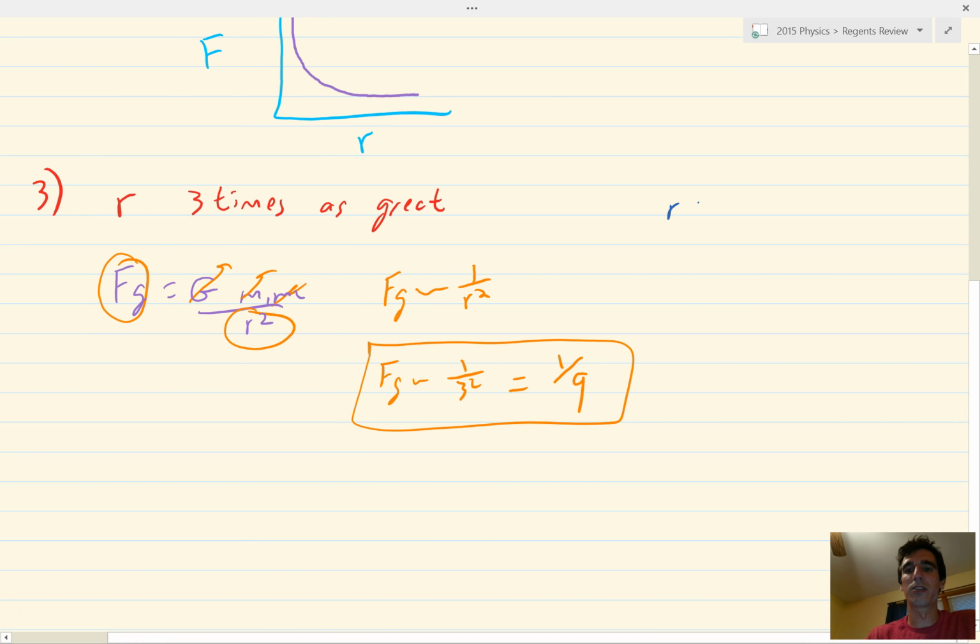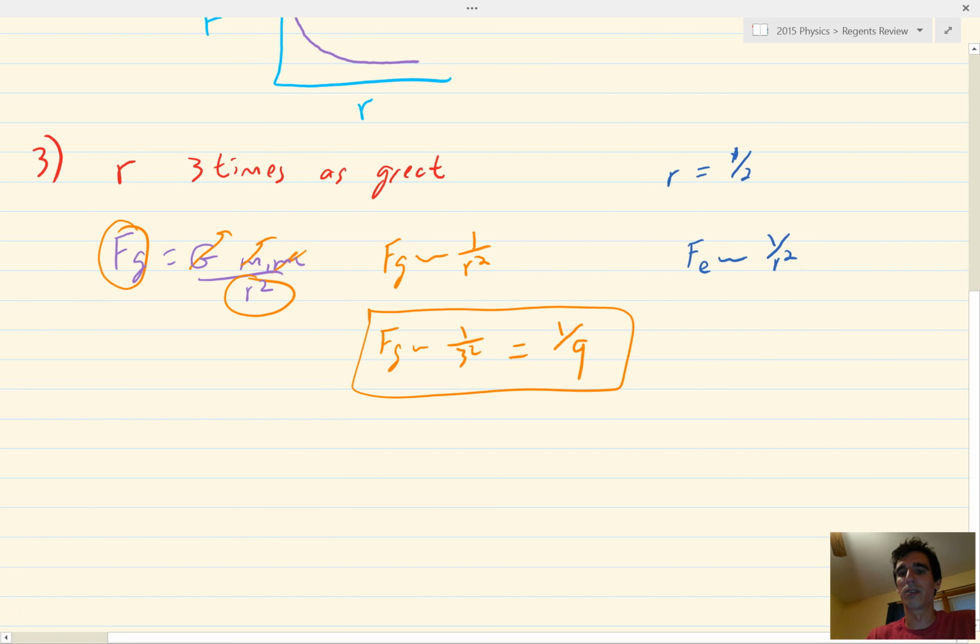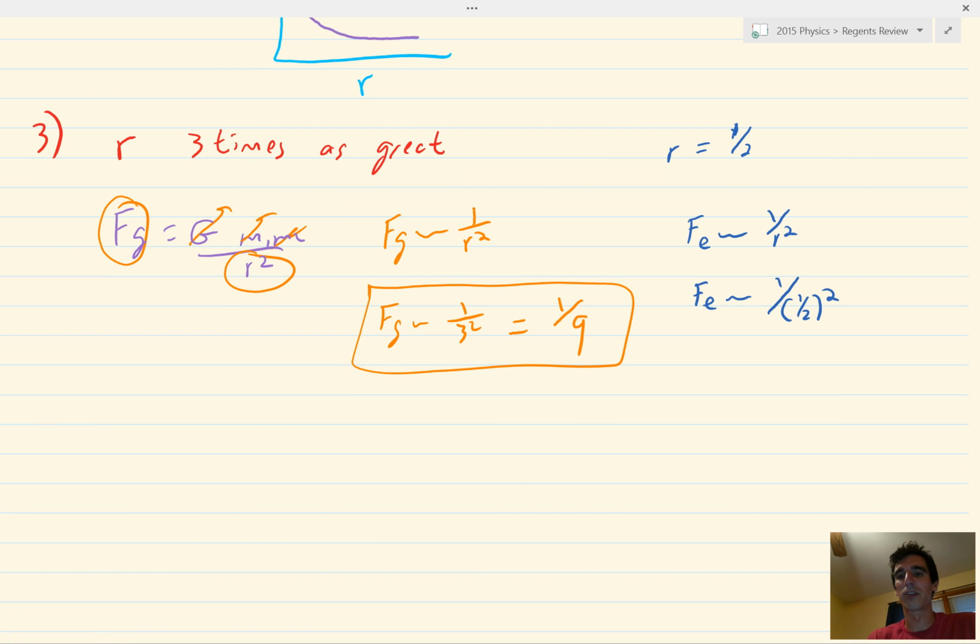Let's look at when they get closer to each other. So now let's say r is cut in half, so 1 over 2. We already have the formula. Let's look at charges this time. So we'll say Fe is proportional to 1 over r squared. K's and q's go away because they're constant. Fe is proportional to 1 over 1/2 squared. And we should know when the objects get closer together, the electrostatic force will strengthen. So our number should be bigger than 1/2. But we should do it in our calculators. 1 over 1/2 squared is like 2 squared, which is equal to 4. So it's 4 times as great.